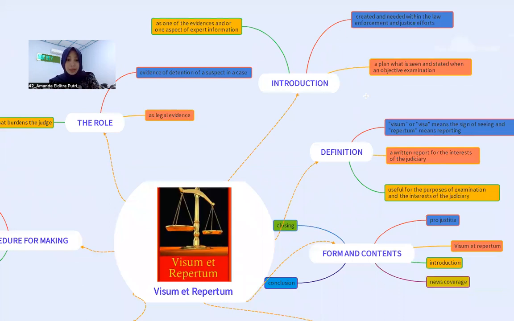First, introduction. In the introduction, it is stated that the Visum et Repertum is one of the pieces of evidence and one aspect of expert information, where this Visum is made by a forensic expert. The purpose of the Visum et Repertum is the report given by a forensic doctor about what is seen and found during the examination, as evidence and fact to draw conclusions.